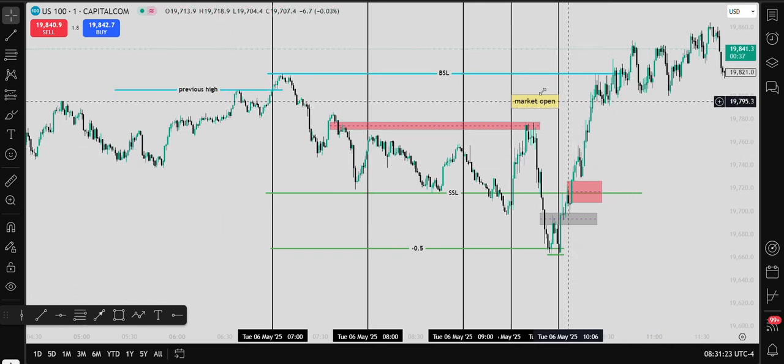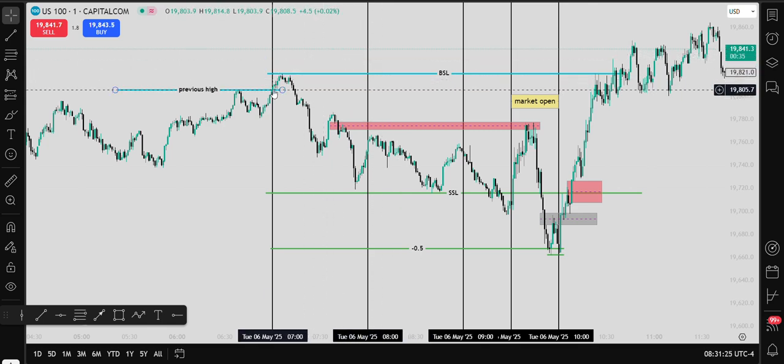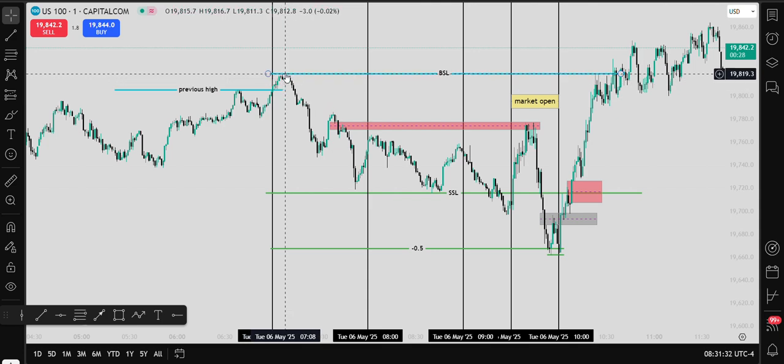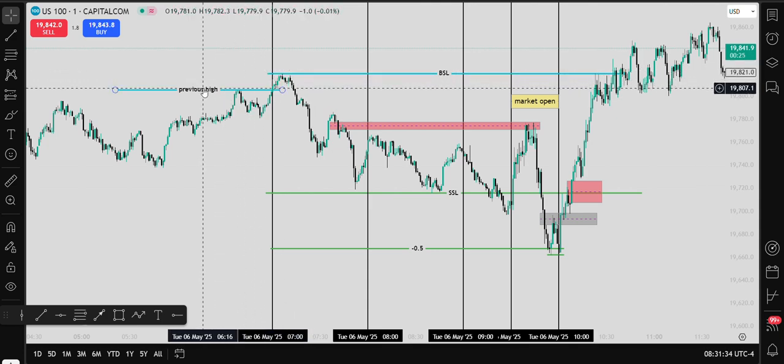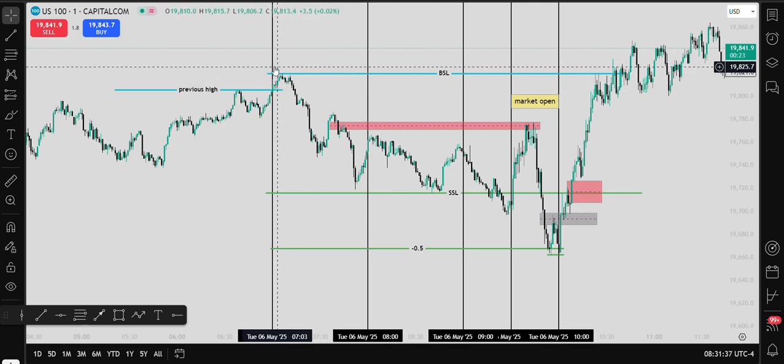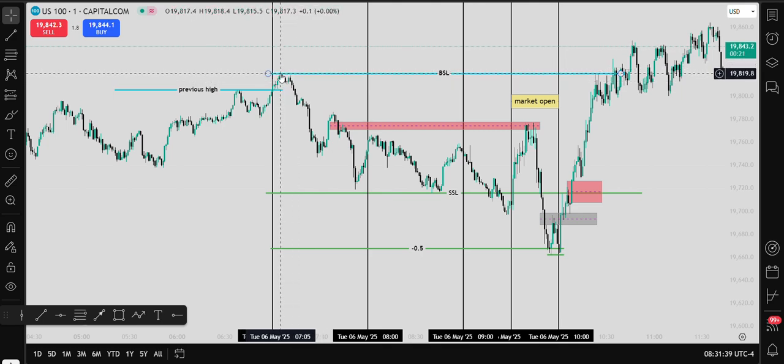Now, from here at 7 a.m., we have our vertical line. At that time, we can see that this previous high was taken, and this high was our first one. So what are we trying to say? We are trying to look at where these liquidities are being engineered. And the first one that we can see is this one, which is the buy side liquidity.